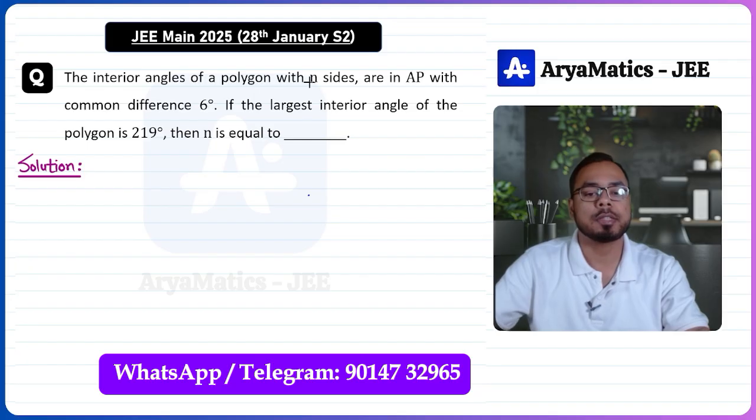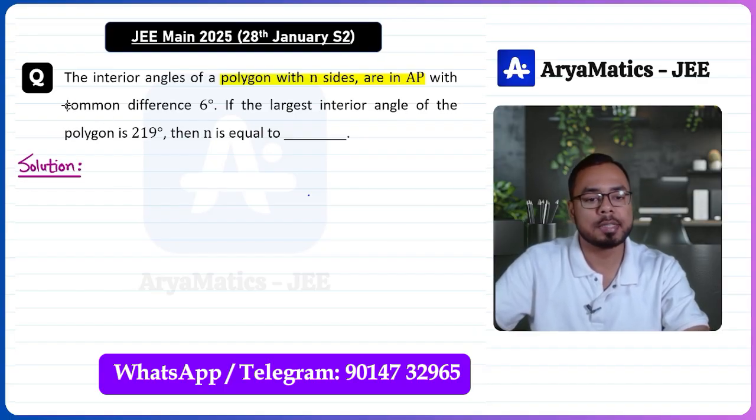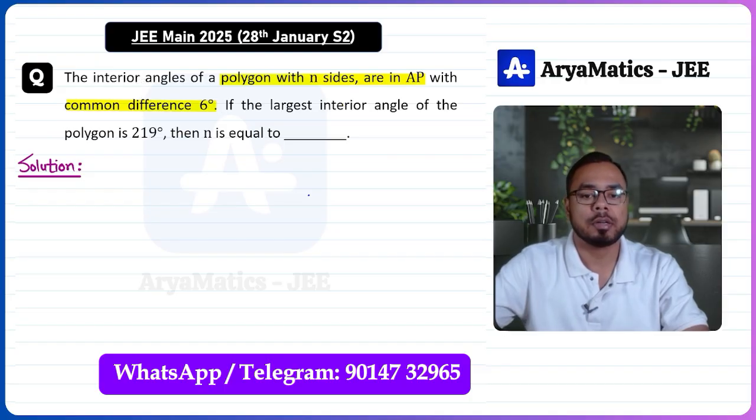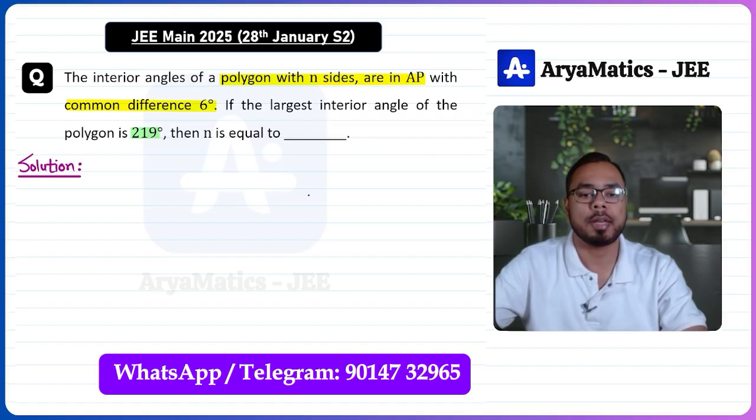The interior angles of a polygon with n sides are in AP with common difference 6. If the largest interior angle is 219 degrees, then we need to find the value of n.